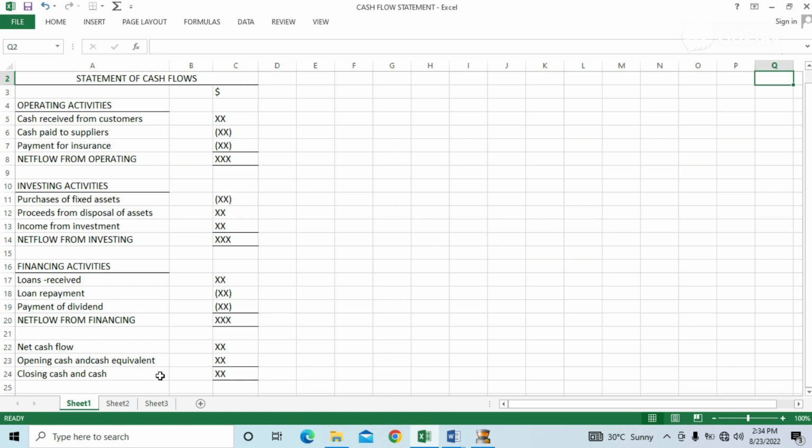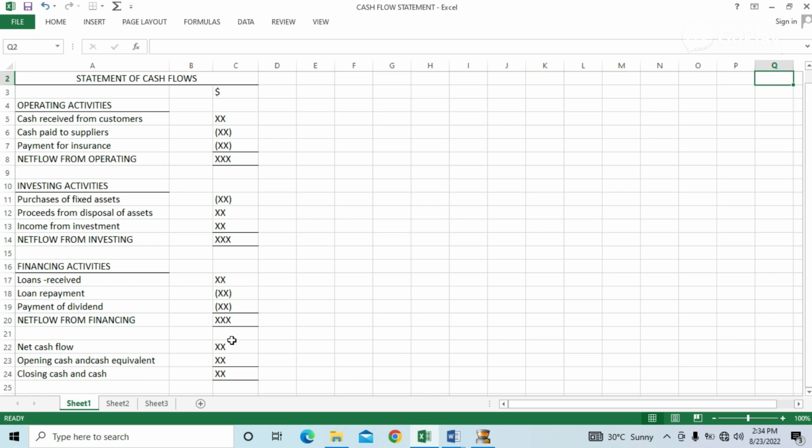But first of all, you need to know that when we are paying money to someone, or we are paying money for something, we put it in bracket to indicate subtraction. We are subtracting it. But when we receive money from our customers, we leave it as it is. So we leave it like that. But when we are paying, we subtract.